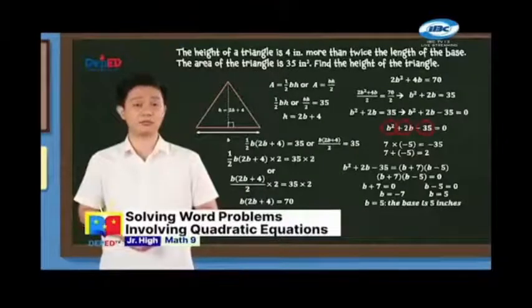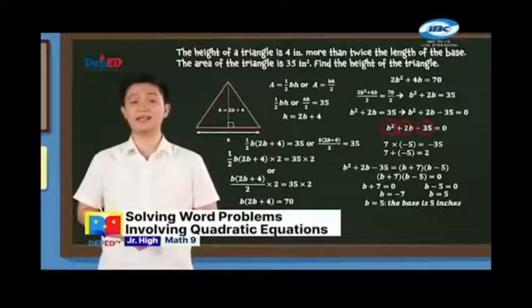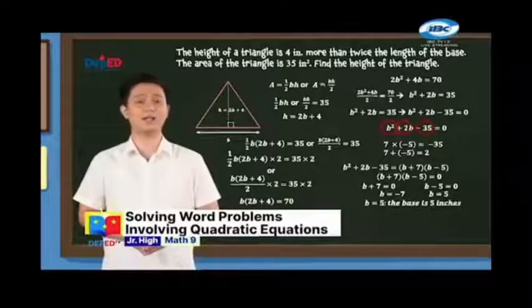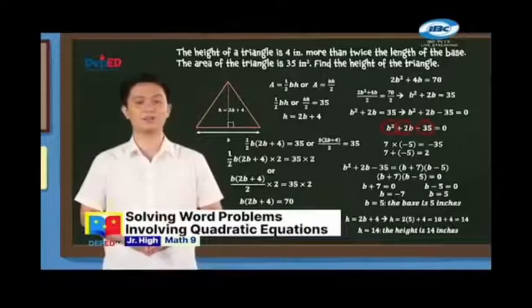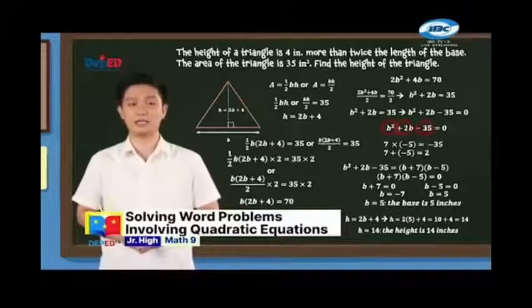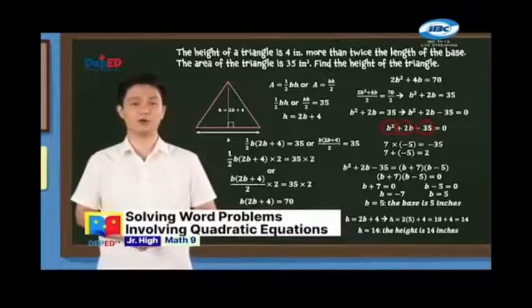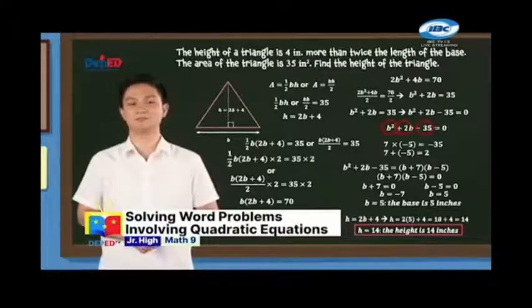b represents the base of the triangle, hence it must not be negative, so the base of the triangle is 5 inches. The height of the triangle is described by the equation h equals 2b plus 4. So by substitution, h must be equal to 2 times 5 plus 4, which is equal to 10 plus 4, and therefore h is 14. The height of the triangle is 14 inches. Problem solved.